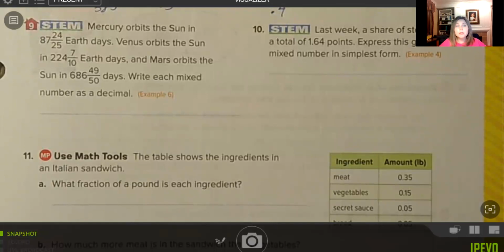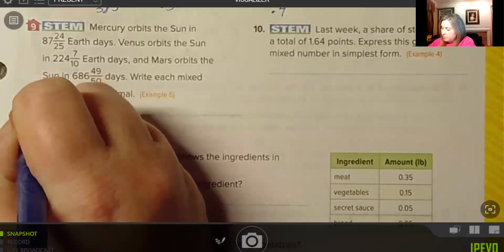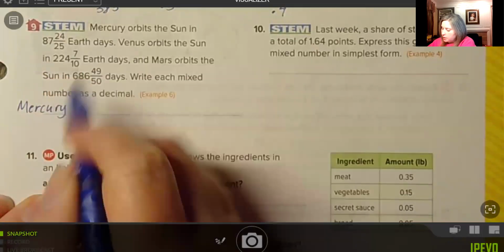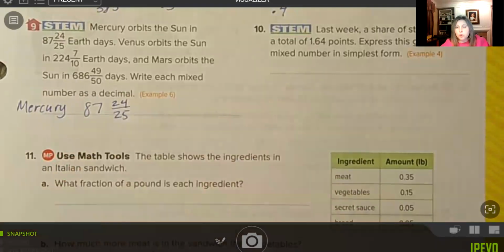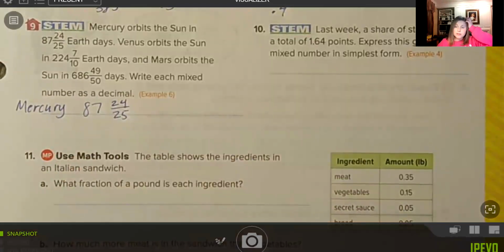Number 9, Mercury orbits the sun in 87 and 24/25 Earth days. Venus orbits the sun in 224 and 7/10 Earth days, and Mars orbits the sun in 686 and 49/50 Earth days. Write each mixed number as a decimal. So let's go ahead with Mercury, which is orbiting in 87 and 24/25. So we can't simplify 24/25 into tenths evenly.